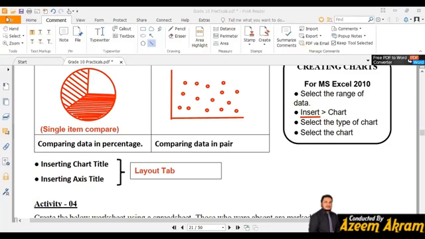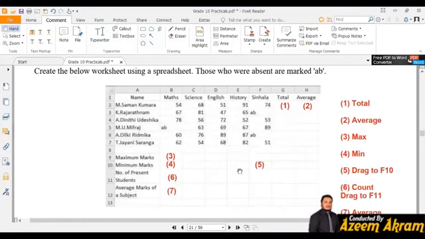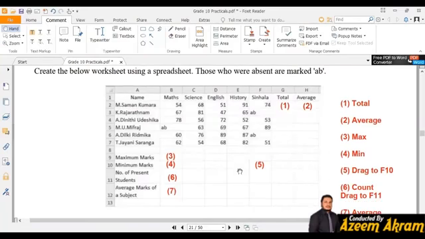So we have a practical exercise to be done. I have added some numbers here for you all to make it easy. Create the below worksheet using the spreadsheet. Those who were absent are marked AB. Now they are asking us to find the total. In number 1 they are asking us to do total. So how to do the total?